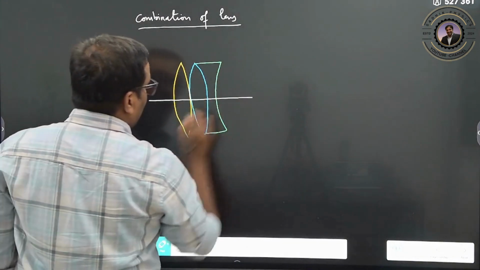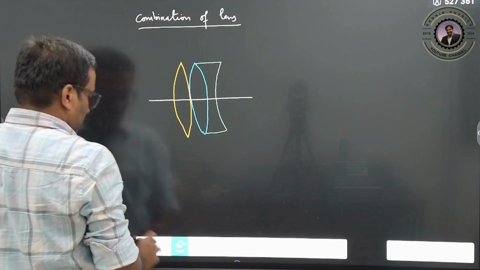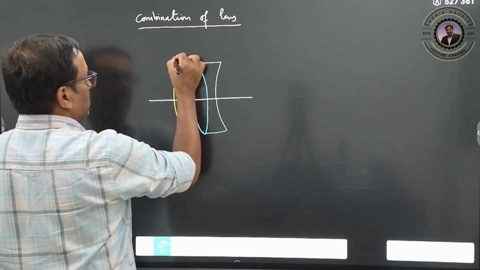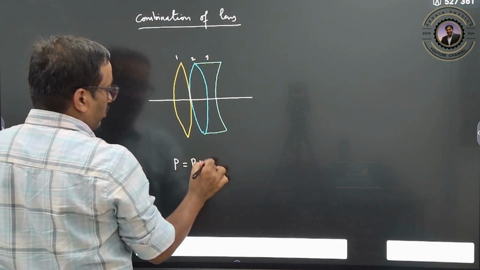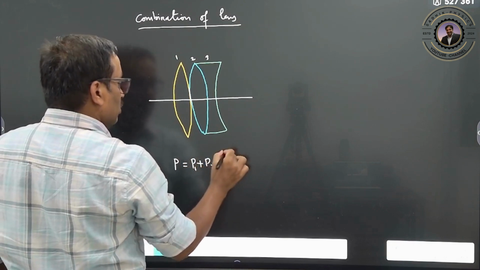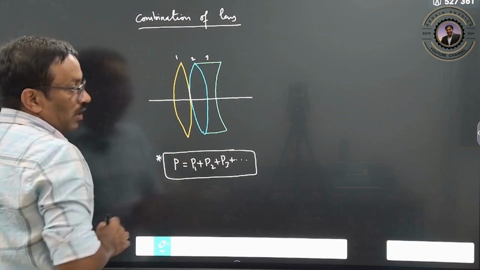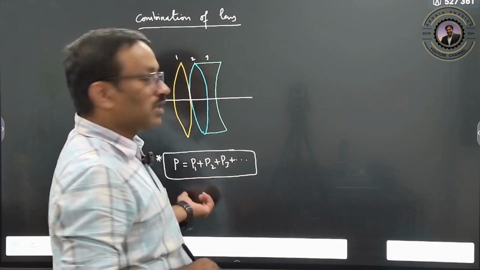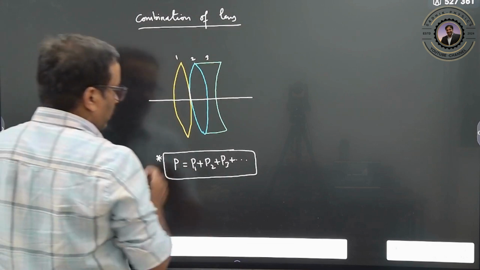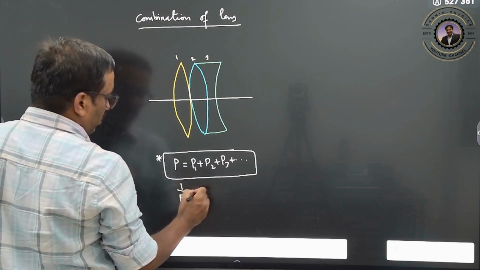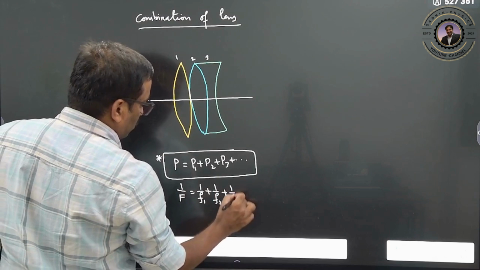If you want to calculate the focal length of these combinations, what you have to do is a simple thing. This is the first lens, this is the second lens, this is the third lens. The power of the combination will be equal to power 1 plus power 2 plus power 3, and so on. But to use this, compulsorily follow the sign conventions. Convex lens power is positive, concave lens power is negative. So, 1 by f equals 1 by f1 plus 1 by f2 plus 1 by f3, and so on.